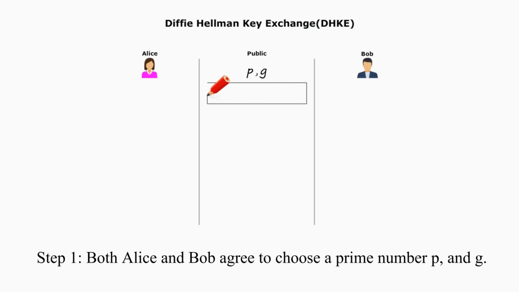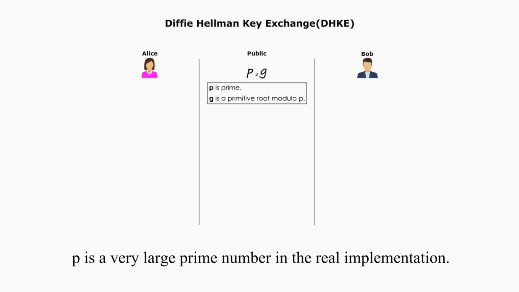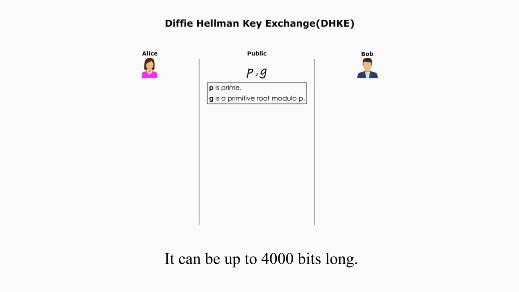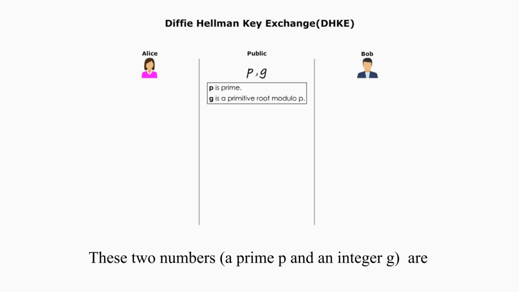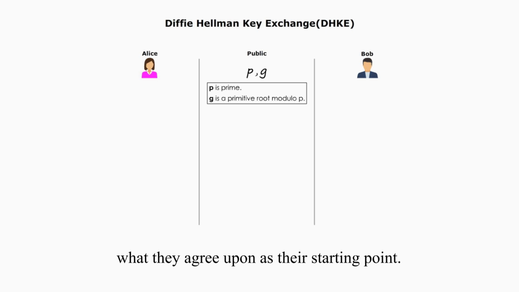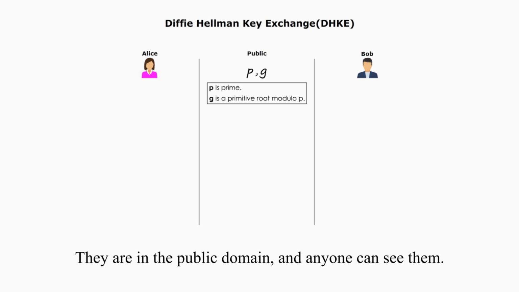Step 1. Both Alice and Bob agree to choose a prime number, P, and G. P is a very large prime number in the real implementation. It can be up to 4,000 bits long. It's a huge number. G is a primitive root modulo P. G can be a small integer like 2 or 3 in practice. These two numbers are what they agree upon as their starting point. They are in the public domain and anyone can see them.